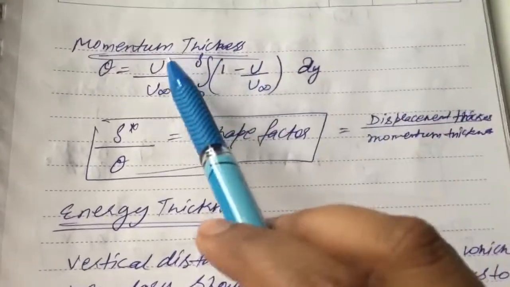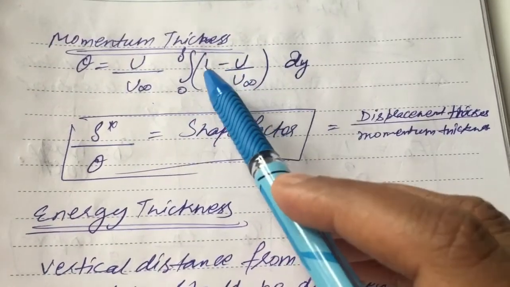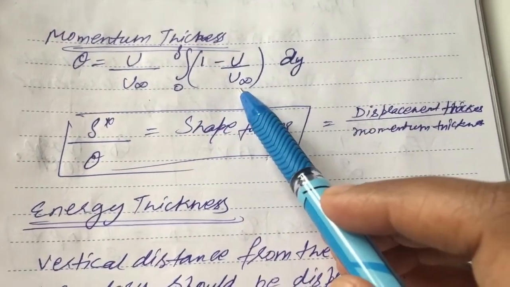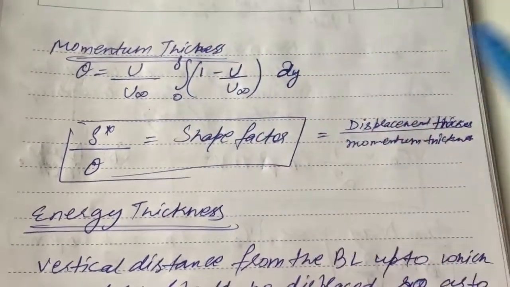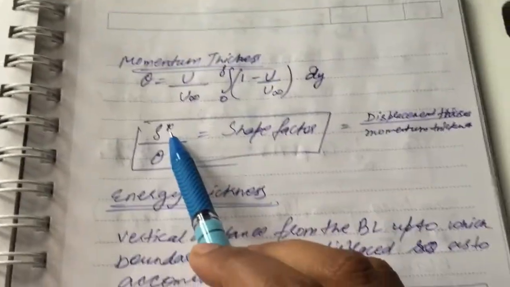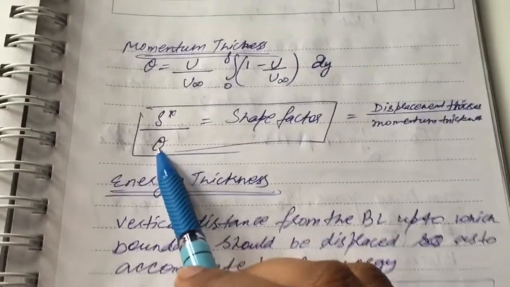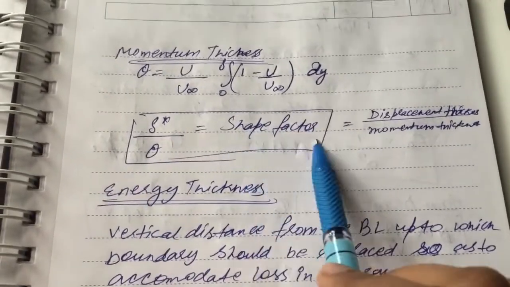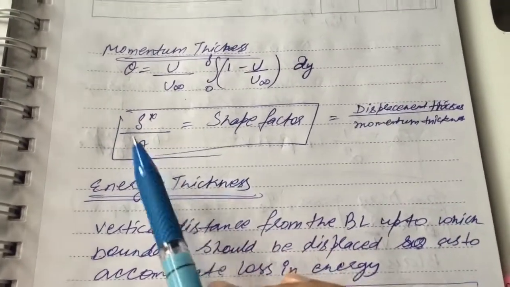Then we have momentum thickness. It is denoted as theta, which is equal to the integration of u by u infinity into 1 minus u by u infinity into dy, integrated from 0 to rho. Rho is the boundary layer thickness. So basically d star, which is rho star, our displacement thickness, divided by theta, which is momentum thickness, gives us the shape factor. Shape factor is displacement thickness by momentum thickness.